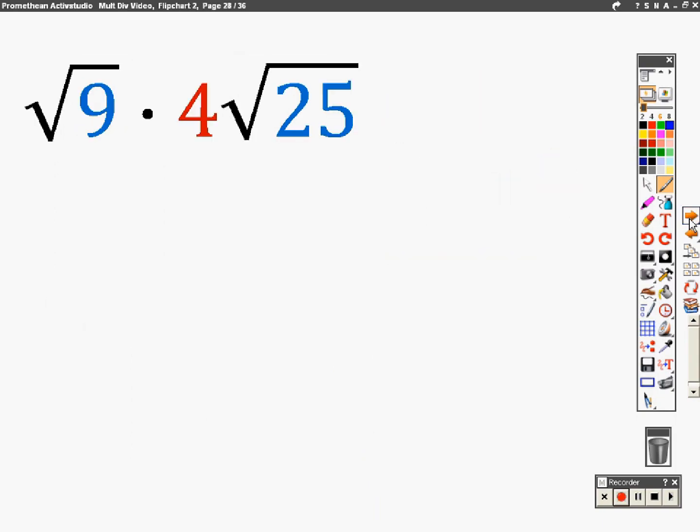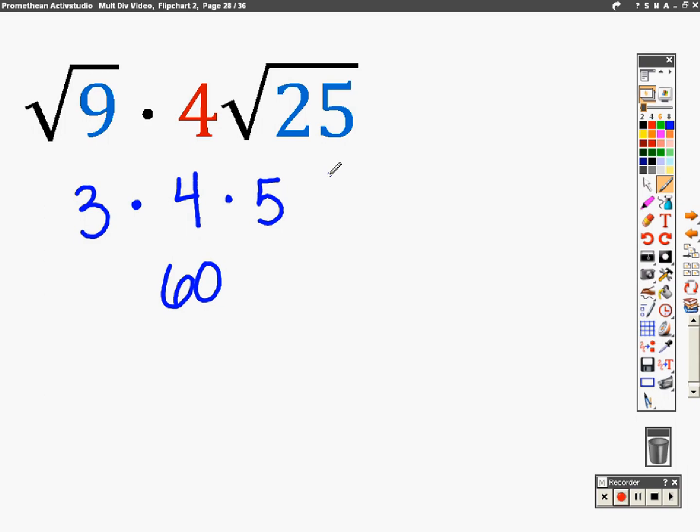Let's try something a little more challenging. This one can be thought of in two ways. Perhaps you've noticed that the square root of 9 is 3, and we are multiplying it by 4 times the square root of 25, which is 5. So we're basically just doing 3 multiplied by 4 multiplied by 5, or 60. But what if you didn't see that?